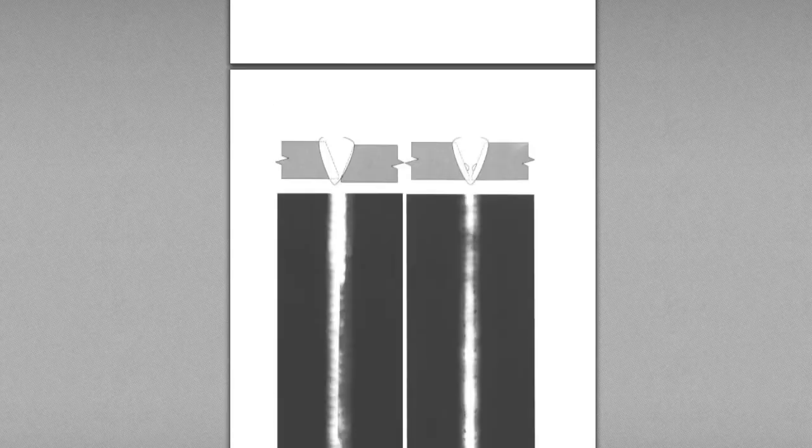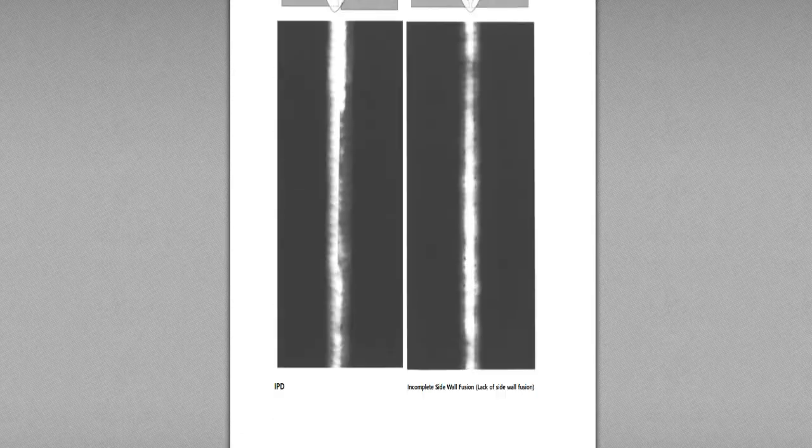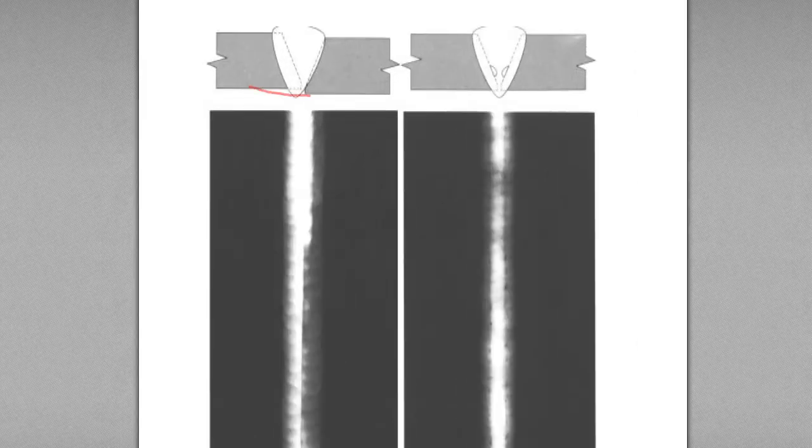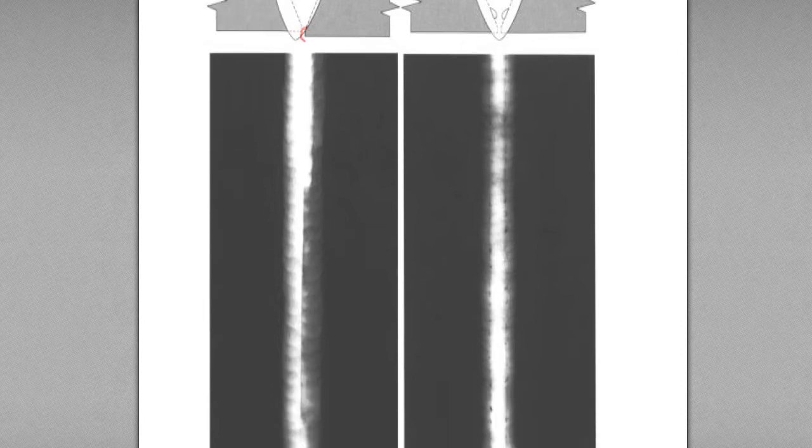So this is the picture of the IPD on the radiograph film, something like this. Here, due to misalignment, one edge is exposed to the surface, to the air, and no filling here, so the RT film shows like this.